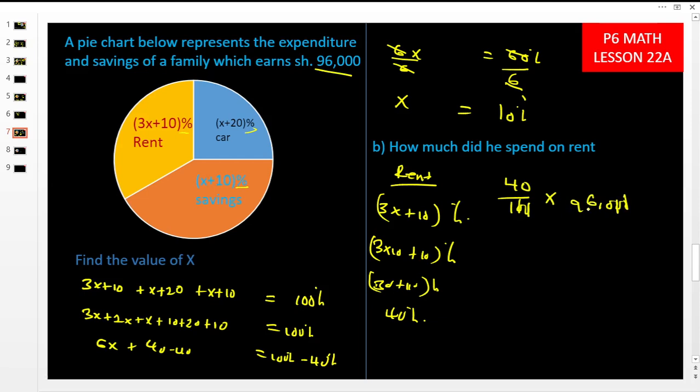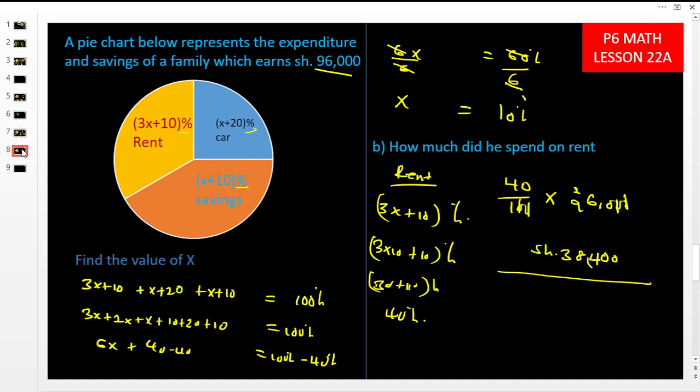So 4 times 6, that is 24. We put here 4 times 9, 36 plus this one 38. Add on how many zeros? 2 zeros. This 0 and this 0. So that was spent on rent. Oh, which house was this?